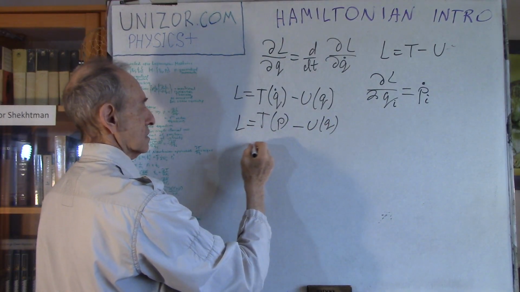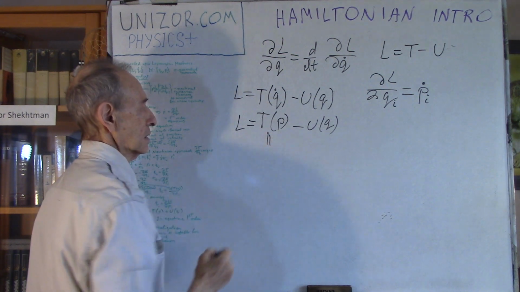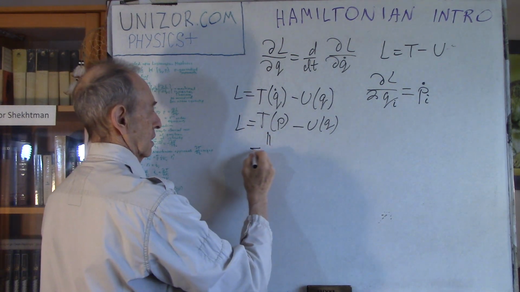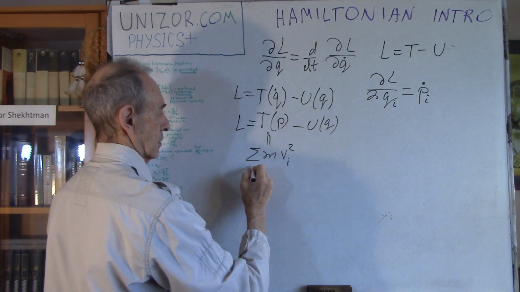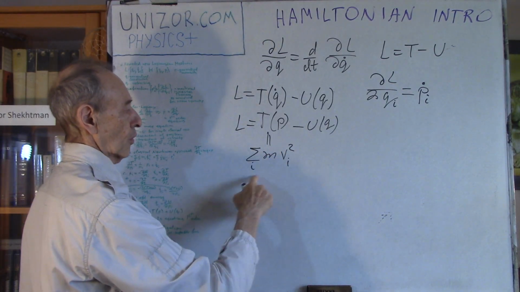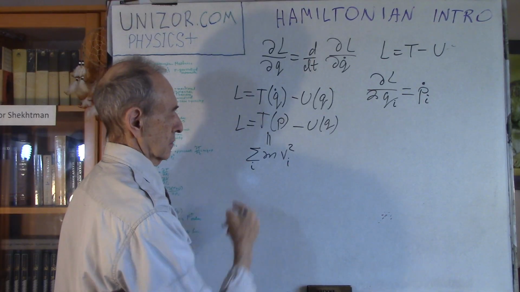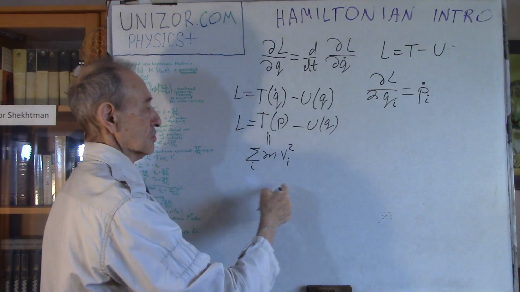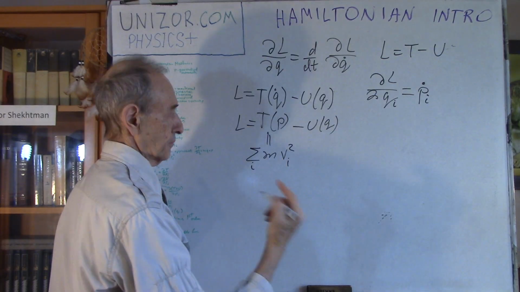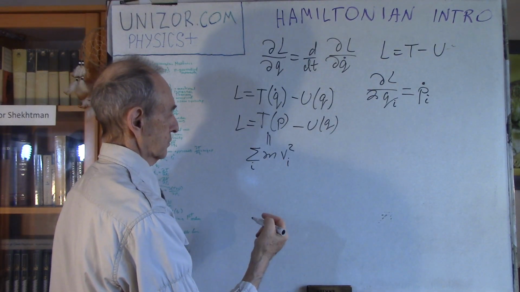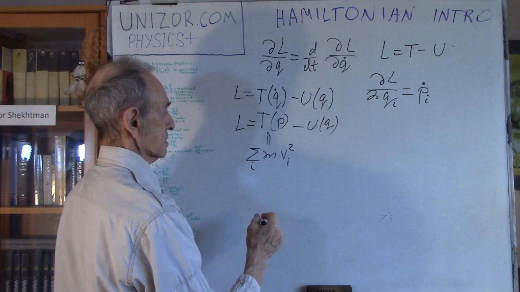So what is this? Well, the kinetic energy is m v_i squared, summed over all the different components. It's the kinetic energy of the whole system. So v_i is the velocity of each particular component of that system.